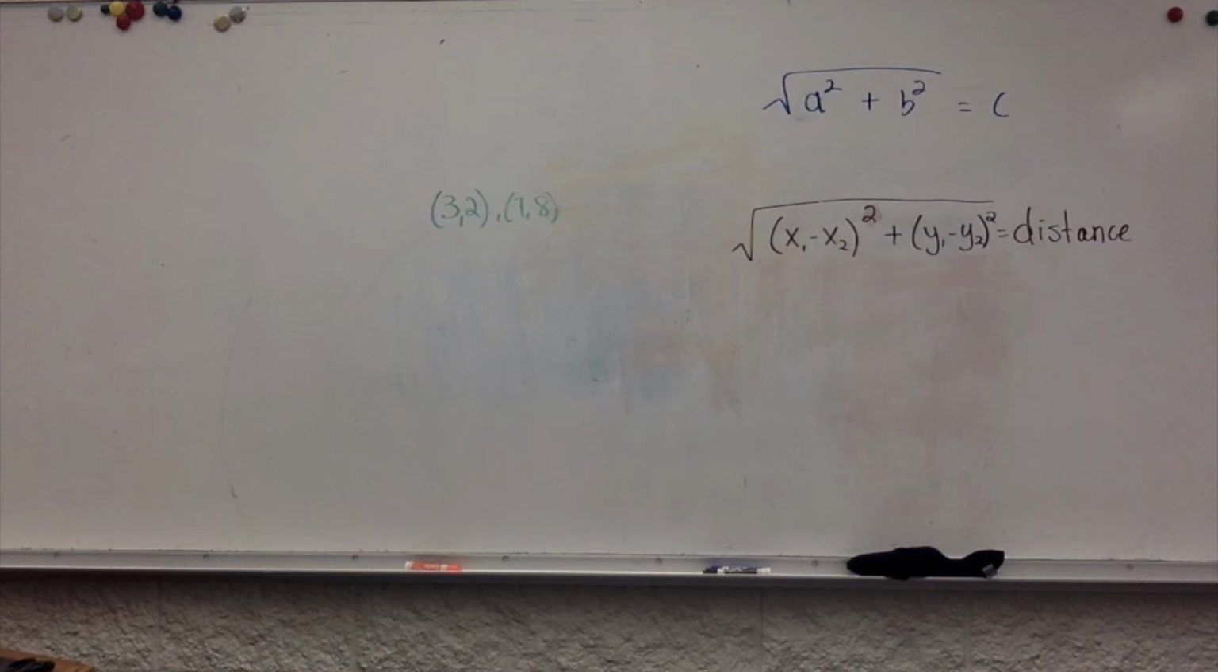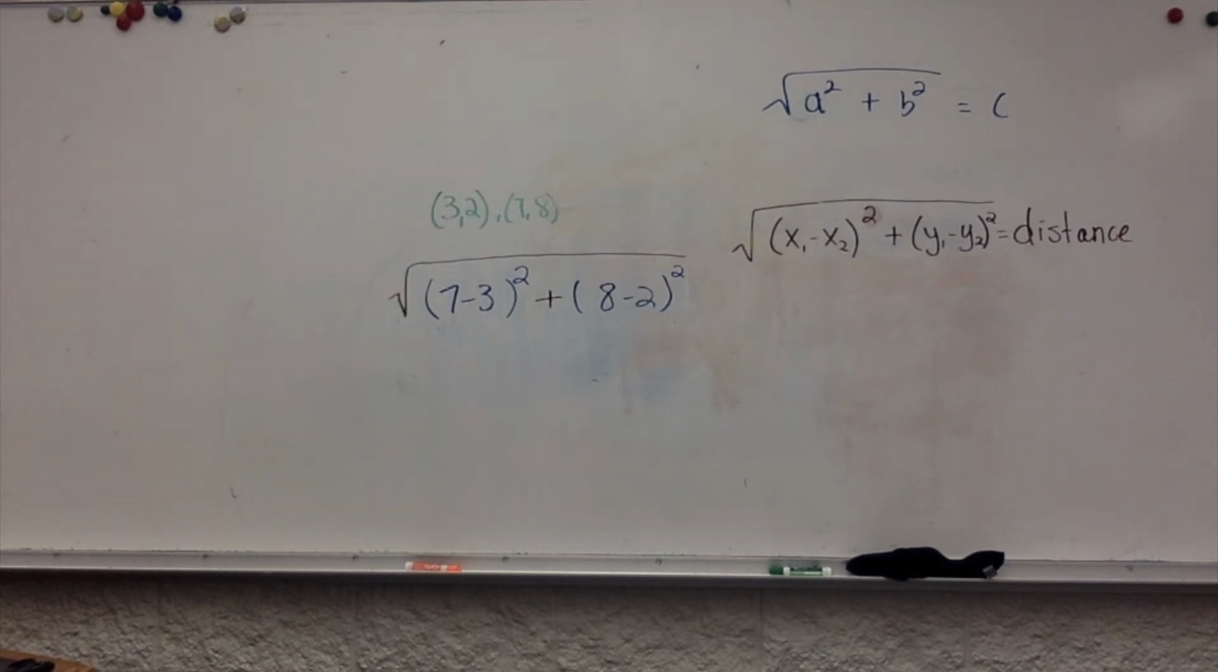Here's another example. It doesn't matter which order you subtract them in because we're going to square it. So if we do 7 minus 3, we get 4 squared. Well, if we do 3 minus 7, negative 4 quantity squared is still going to be a positive number. So it does not matter which order you do the distance formula in as long as you do the x's together and then later do the y's together.